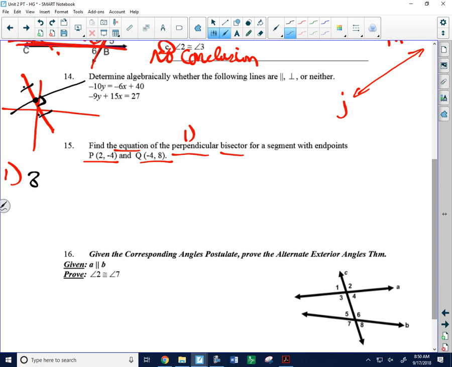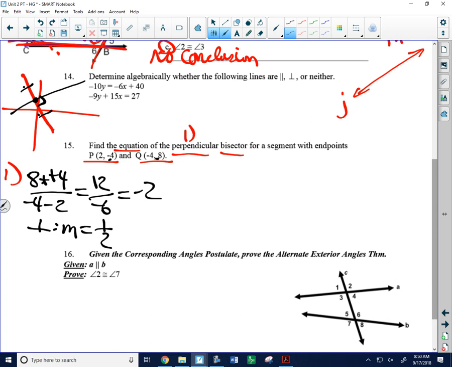So first I find the slope here. I like to do the slope formula. 8 minus -4 over -4 minus 2. And so that becomes plus 4, so it's 12 over -6, which is -2. So perpendicular, our slope is going to be 1/2. Alright, don't forget to flip that. So I found the slope, then I flipped it to make it perpendicular.